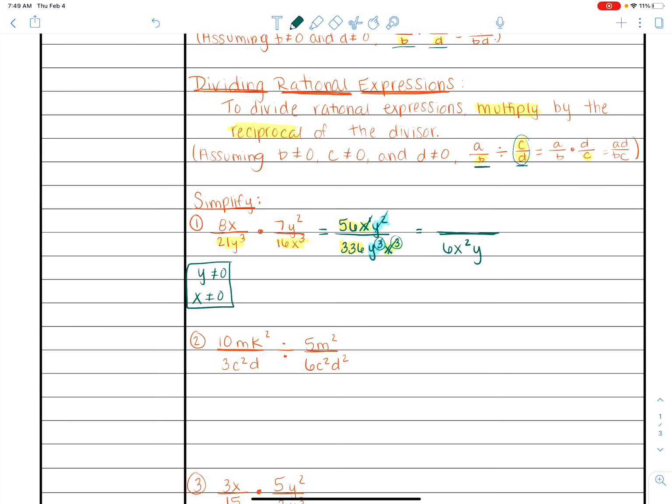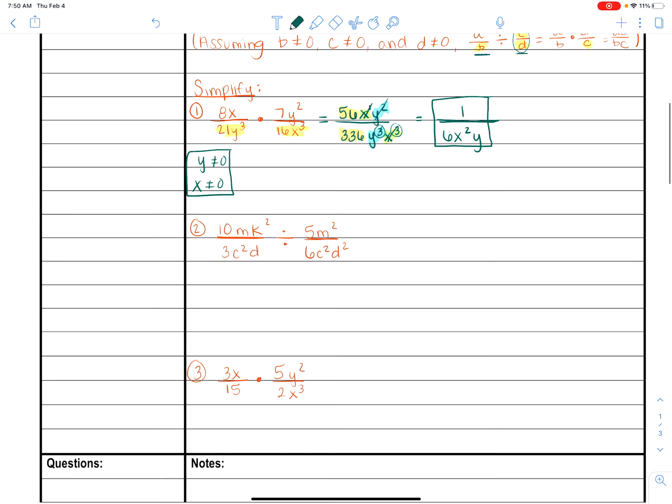So I have nothing left on top, so we're going to keep it a 1, because really it's 1 over 6 is what that simplifies to. And that's it. That's all I got. So the simplified answer is 1 over 6x squared y, and we know that y and x both cannot be equal to 0. All right, on number 2, I'm dividing.